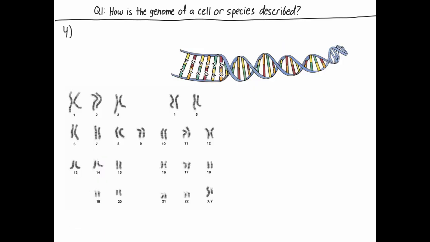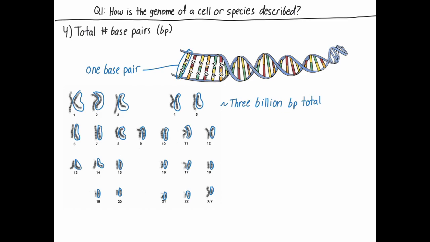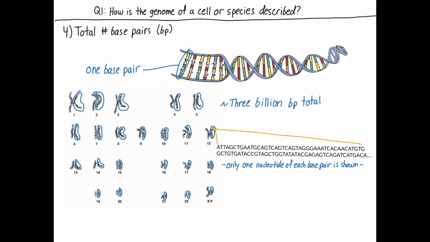A fourth way we can describe a genome is by the total number of base pairs that are present in all chromosomes together. In humans, there are about 3 billion total base pairs. Since the human genome has been sequenced, we know the order of these base pairs on all the chromosomes.